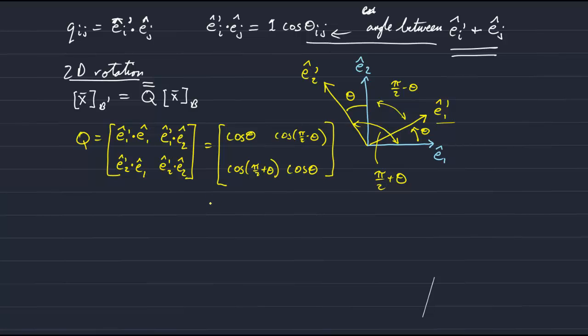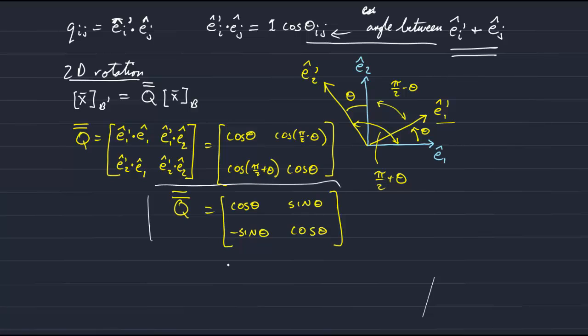And so if we use our trig identities, we have cosine theta. Cosine of pi over 2 minus theta is equal to sine theta, and cosine of pi over 2 plus theta is equal to minus sine theta. And then the last term is cosine theta. So our Q matrix, due to a rotation of the basis by a counterclockwise angle theta, is this matrix right here.